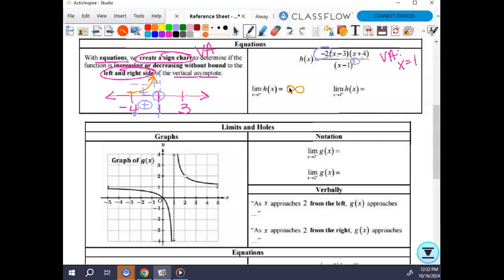Does that by itself tell me anything about the other one? No, because it could be the same, it could be different, right? So then I do the same thing here. Between 1 and 3, I'll choose 2. This guy's negative, no matter what. And then 2 minus 3 is negative. 2 plus 4 is positive. Denominator's positive no matter what. That is positive overall. Which means that it looks like this on either side of my asymptote. So this one is also infinity. These could be the same, they could be different.